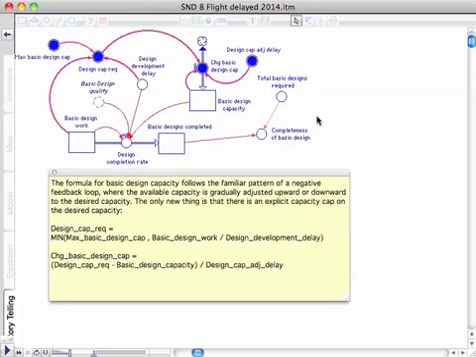So the design capacity up here, how do you determine that? Well, that depends on how much capacity you need. Up here is a first order negative feedback delay, so an adjustment process where you try to make the basic design capacity in line with the capacity that's needed. There's a maximum amount on that, we'll be playing with that later on. And the design capacity required depends on how much work you still need to do over a certain development delay.